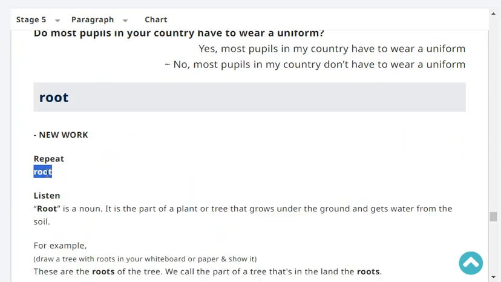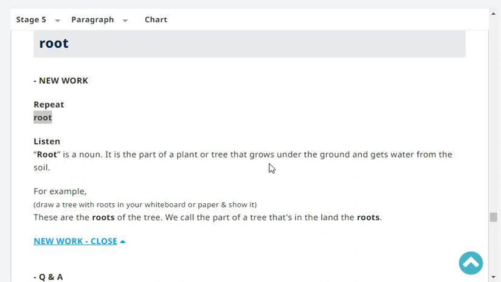Root. Very good. Like root. Okay, listen. Root is a noun. It is a part of a plant or tree that grows under the ground and gets water from the soil. For example, there are these.